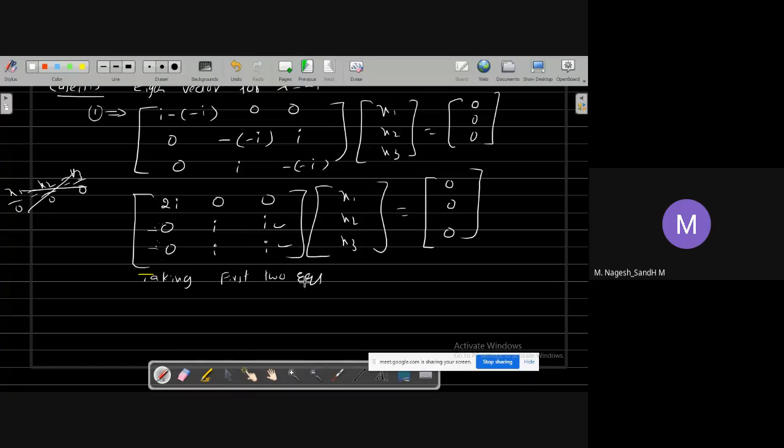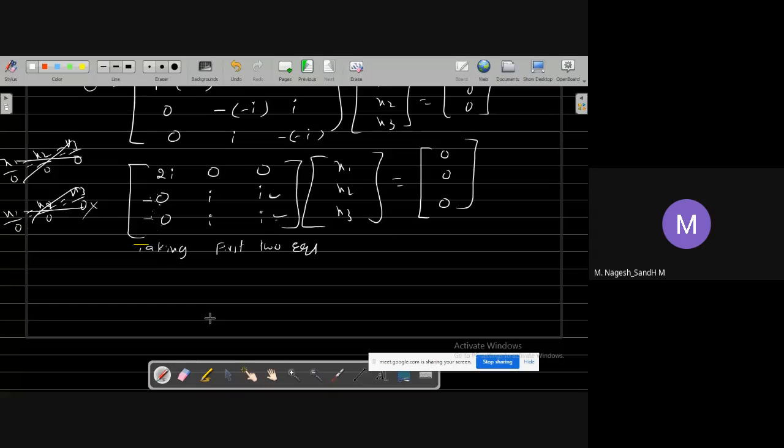Listener, in the exam, you may be busy with all the questions and confusedly take the last two equations. No worry. If you take the last two, you will get x1 by 0, x2 by 0, x3 by 0. Oh, all are 0, which means it is not an eigenvector. So then you go for taking the first two equations. If you take the last two and you are busy, you will get all zeros. Oh, it is not an eigenvector. Then go immediately for the first two equations. That's all. There is no other worry about that.